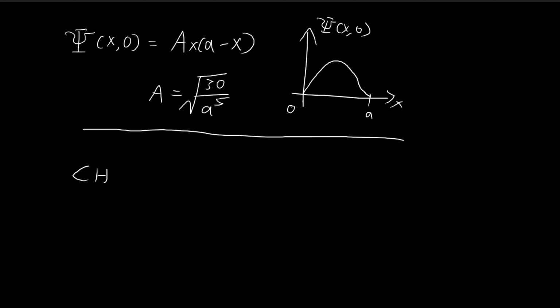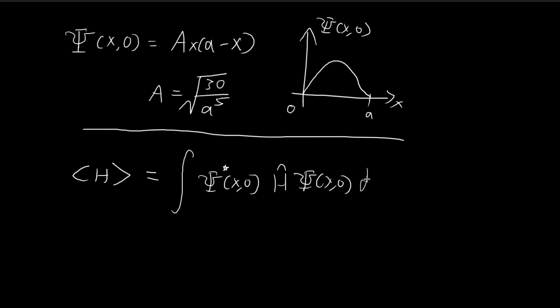Now we need to find the expected value of energy, and then we can apply the formula. We take the conjugate of the initial wave function times the Hamiltonian operator applied to the wave function itself. The first question is, why is it that we can use the wave function evaluated at time equal to 0? Don't we have to use something more general? Don't we have to substitute t inside here?